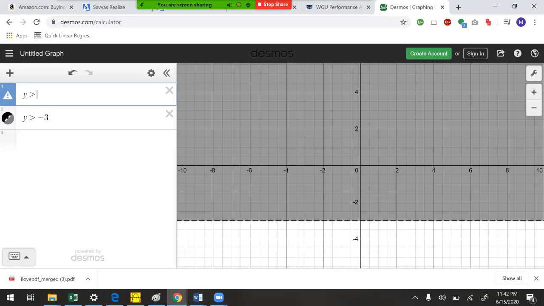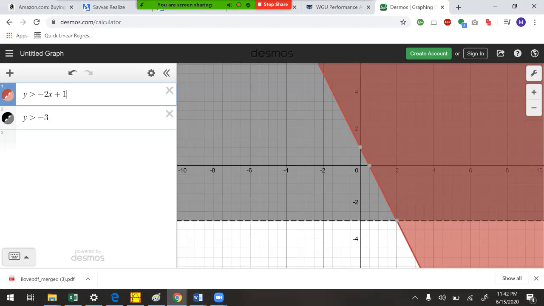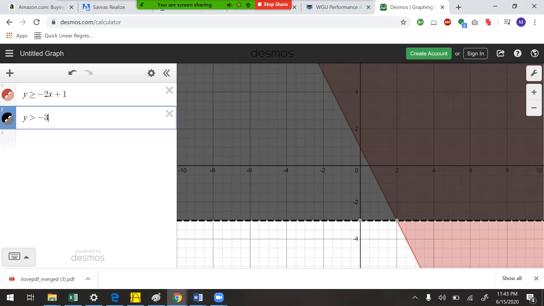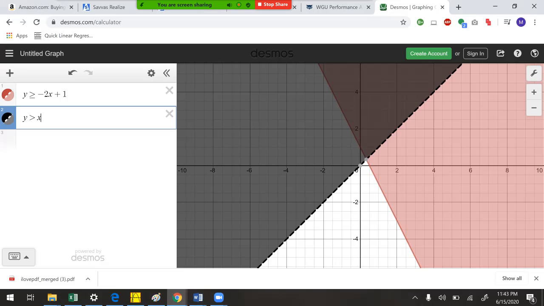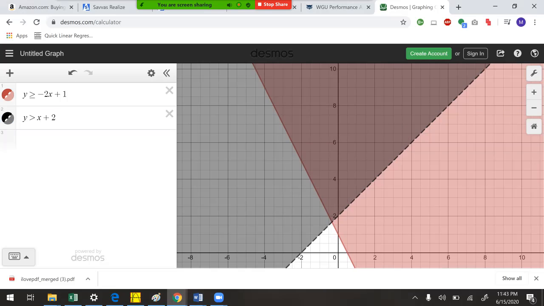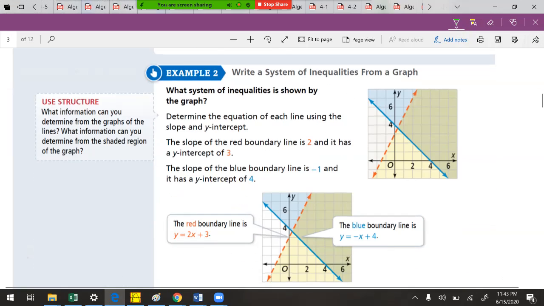Looking at the next one here, y is greater than or equal to -2x plus 1. And then for the other one, y is greater than x plus 2. Aside from this point right here, this is where it all intersects. If I were to click away, that's where the black and red are. And that's my solution, where the shading intersects.